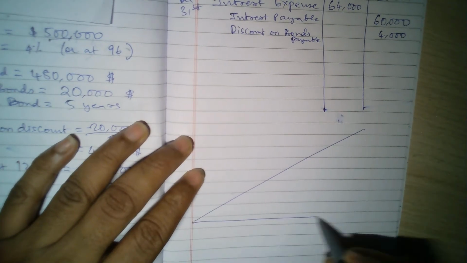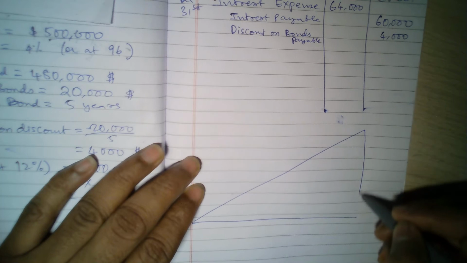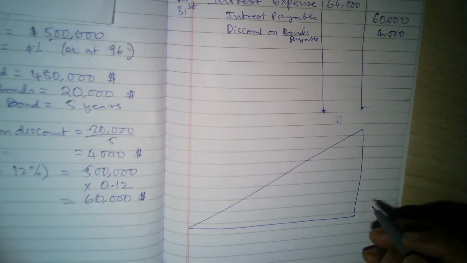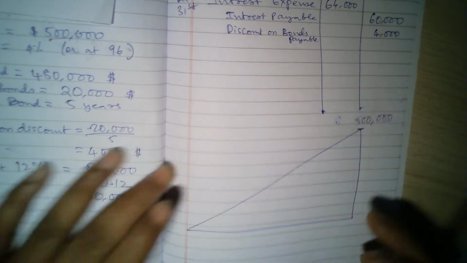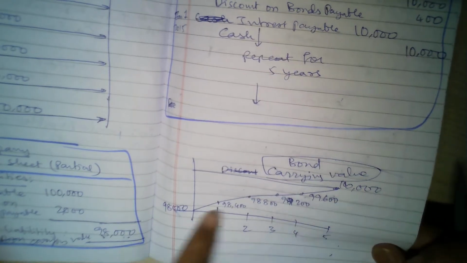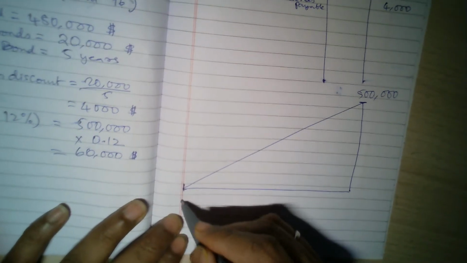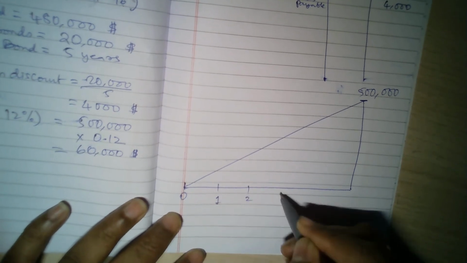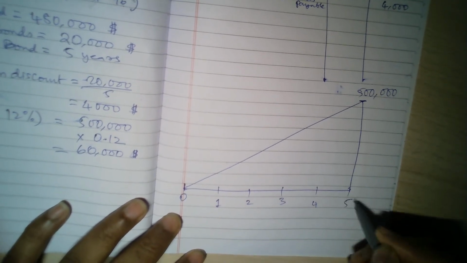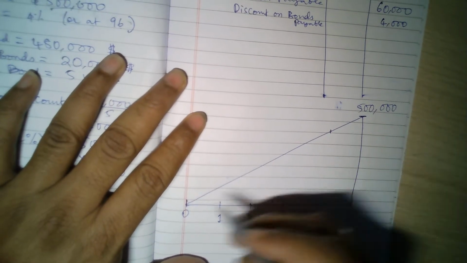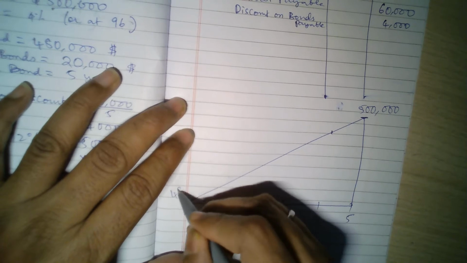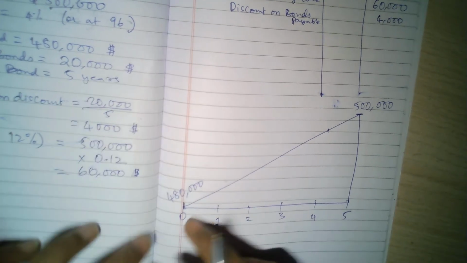Okay, so let us draw the diagram. What is the carrying value? The final carrying value will be equal to face value. If I look at this diagram, this same diagram they are asking. This is the 0th year, first year, second year, third year, fourth year and fifth year. Luckily this is also 5 years, and we know it is 4,000, right? So here it was 480,000. So this is what we calculated.